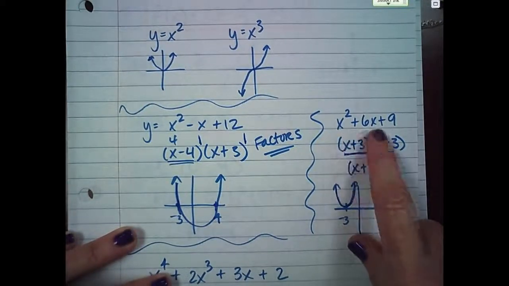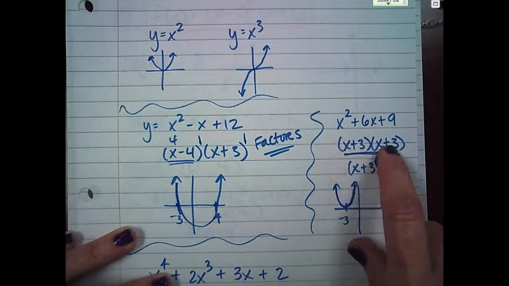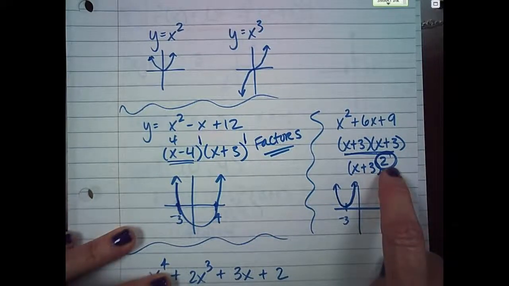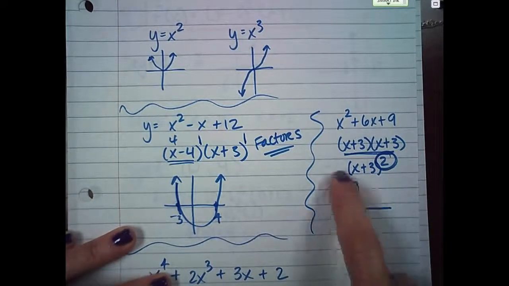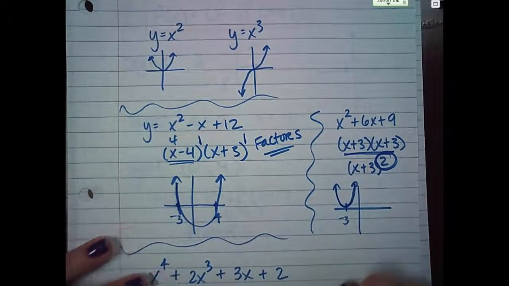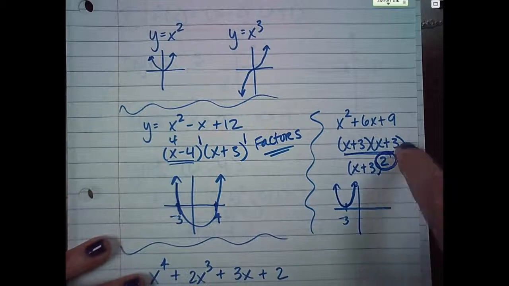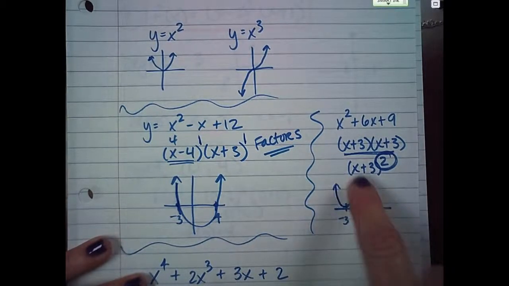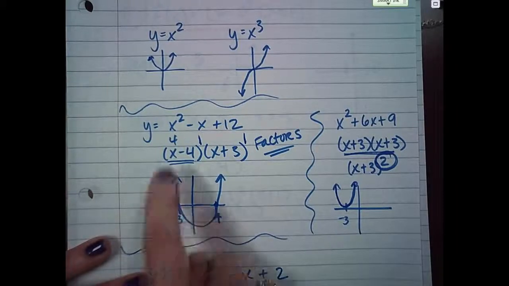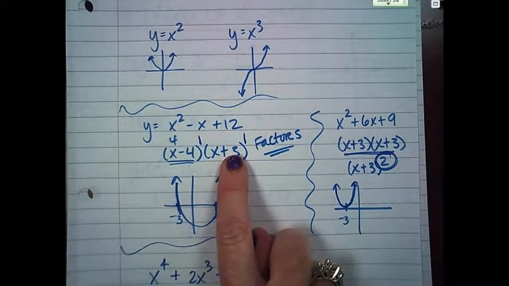If I was going to graph this, it means x plus 3 times x plus 3, which is the same as x plus 3 squared, right, with an even exponent. An even exponent means you would go here and you just touch it. There's only one way. That's the easiest way. So if you have an even exponent, it's this. Whereas these, if you think about it, negative 4, you just cross through. That's the easiest way for me to look at it.